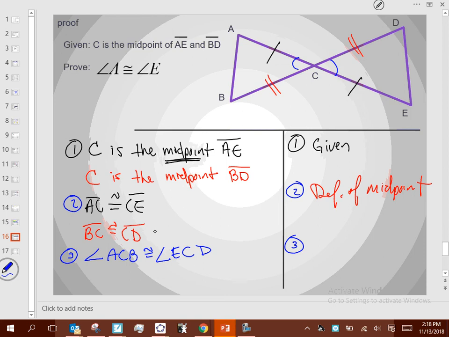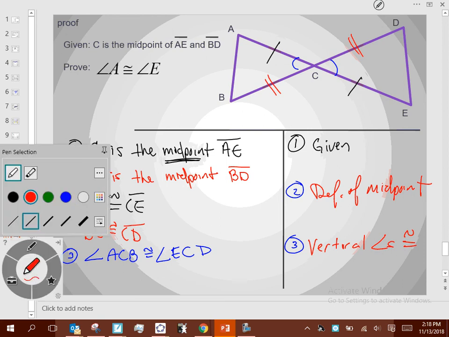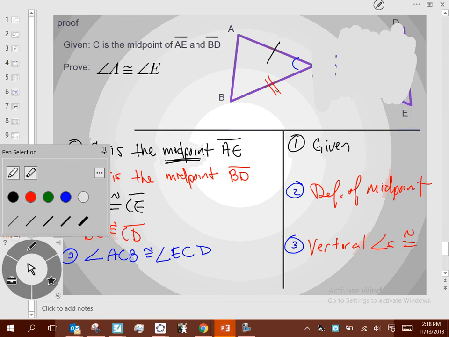Why are those two angles congruent? What did we say? Vertical angles. Is that the definition? Theorem. Yeah. The vertical angles theorem says vertical angles are congruent. Look at your picture on the left. What's the order of parts on the picture on the left? What's the order of these three parts?